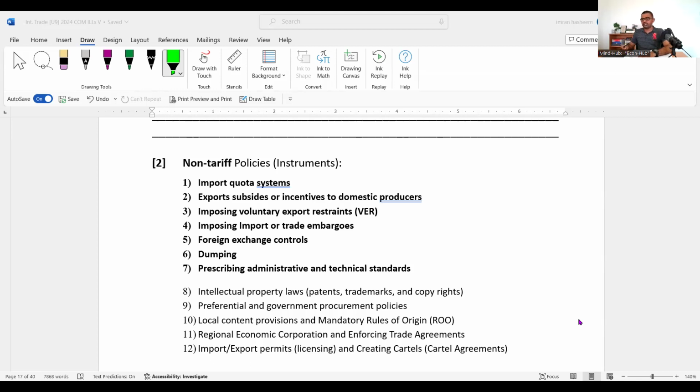Regional economic cooperation and enforcing trade agreements. That part also I will separately talk about under economic integration. Finally, import-export permits and licensing, and also creating cartels where suppliers work together, like the OPEC organization. These things all act as barriers, non-tariff barriers, restrictive measures for international trade.